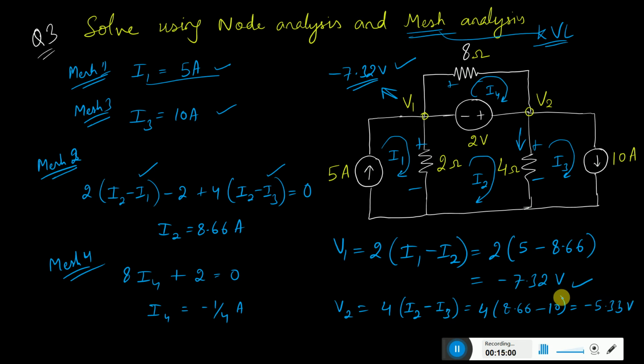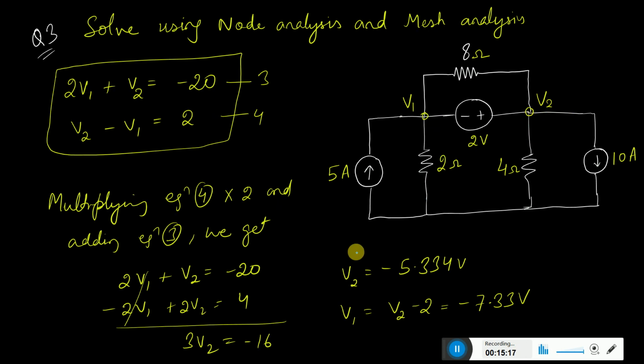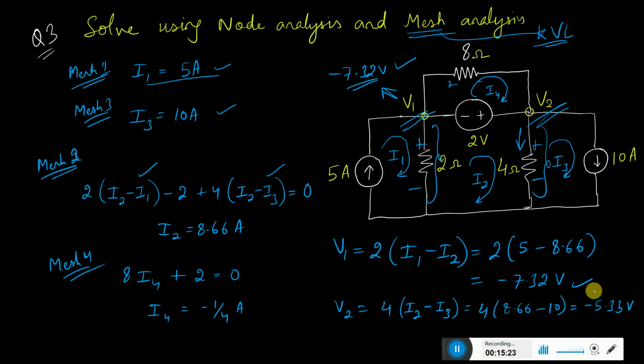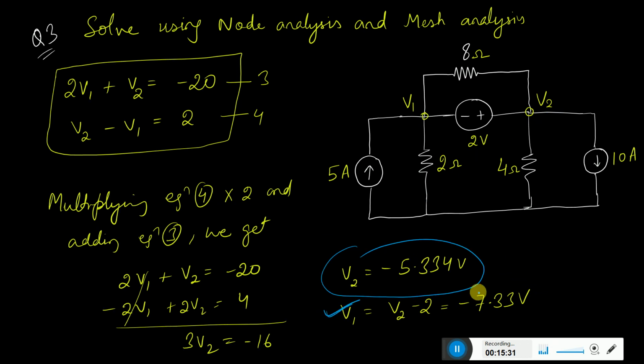So like that, from the mesh analysis you have solved the values of the currents I1, I2, I3 and I4, and using that you find the potential across V1 and the potential across V2, and that matches the value of V2 here, minus 5.33. Similarly, the value of V1 you are getting is minus 7.33. These decimal values will be closer if you take all the values up to 3-4 decimals. So we are matching and we get the right results.